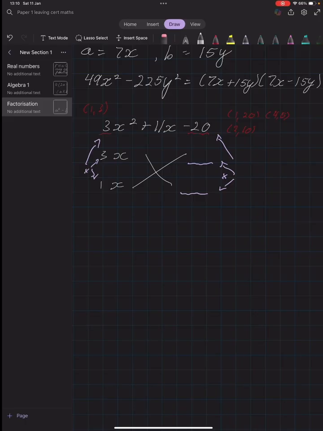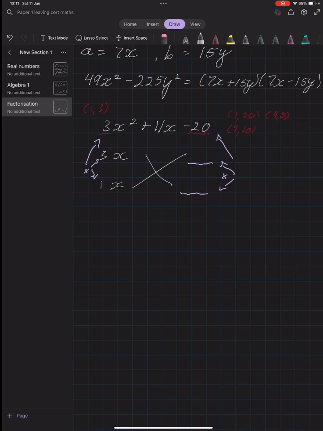So now, what you think about, you say, okay, so my left thing is perfect. I have 3x multiplied by 1x is 3x squared. Perfect. Now, on the right hand side, I have tons of choices. I can do 1 and 20, I can do 20 and 1. I can do 4 and 5, I can do 5 and 4. I can do 2 and 10 and 10 and 2. Now, the question is which one is correct?